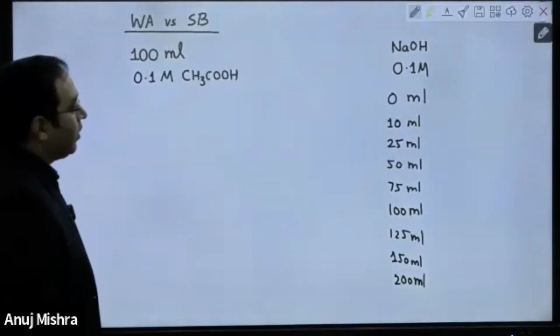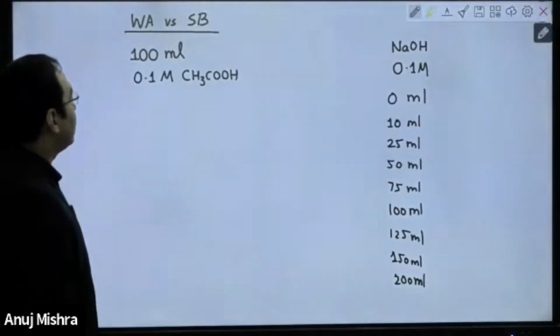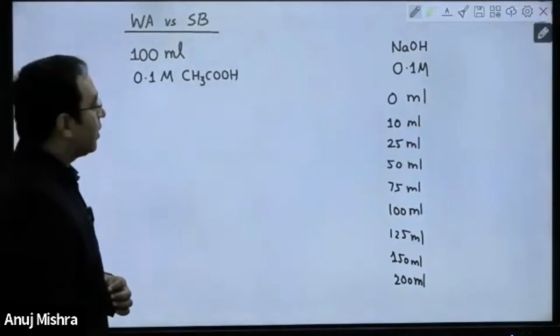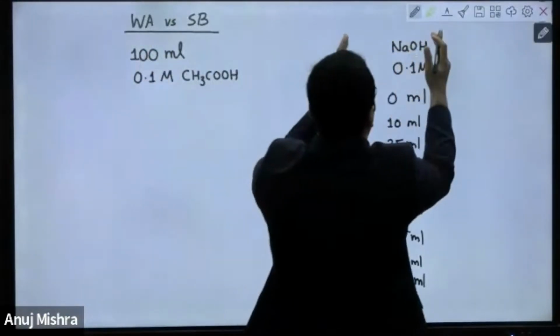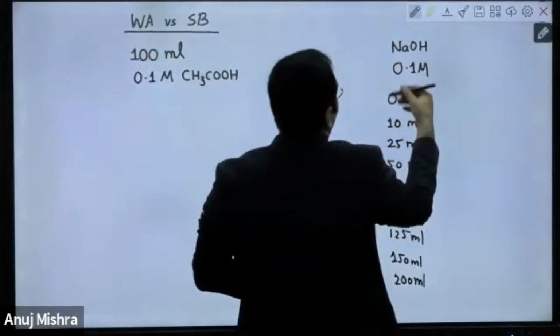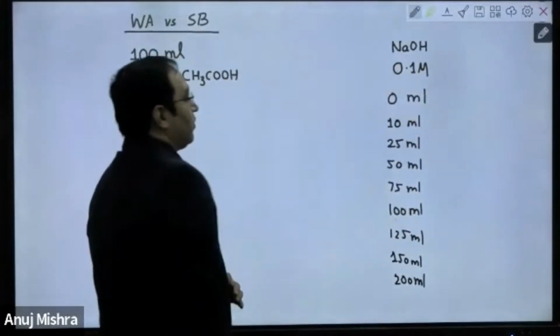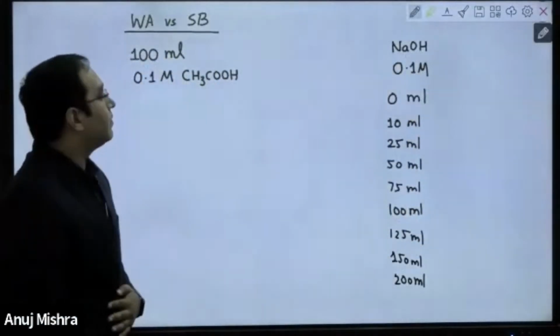What do we have to do, sir? The same thing as last time. What did we do last time? We found pH. Okay. So this is the given thing. NaOH is used to titrate. Starting from 0 ml, you're just mixing and you're trying to observe the neutralization point.